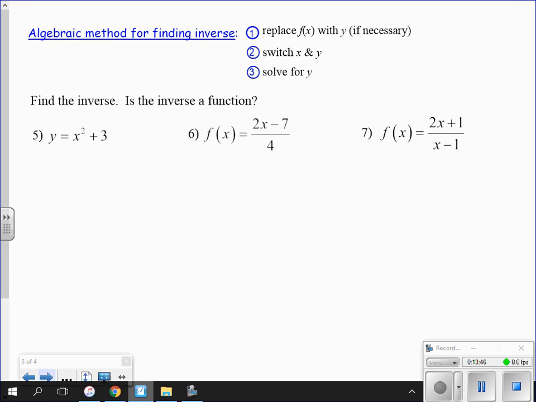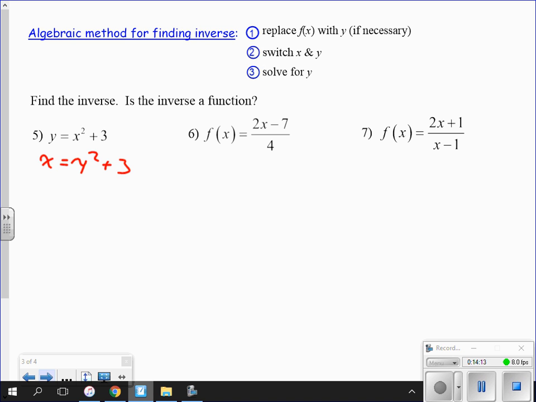So, for example, first one. I want to find the inverse. First step, replace f of x. Well, I don't need to do that. It's already not there. Second step, swap the x and y. So instead of y equals x squared plus 3, I have x equals y squared plus 3. That's swapping x and y.